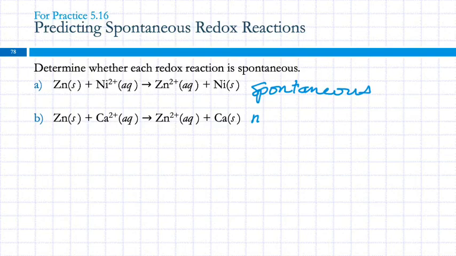This is non-spontaneous. That means it can't happen at all. That means it will not happen on its own. You can force it to happen, but you have to put energy, you have to put money into it. You basically have to pay the girl to go home with the other guy. That's the only way you can make it happen, right?